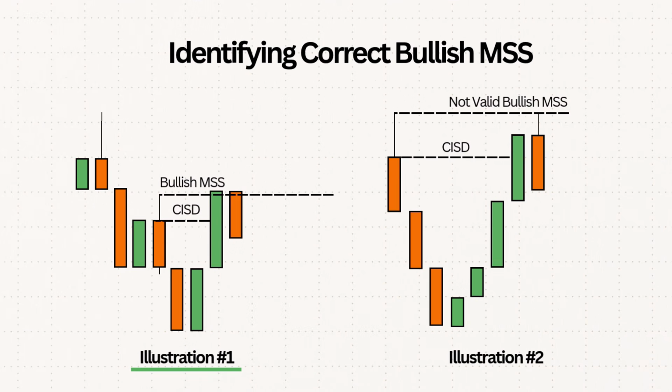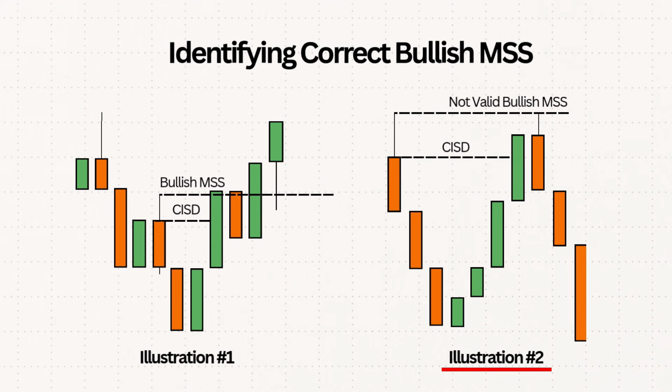And because of that, continuation to the upside becomes much more likely, making this a stronger environment for potential long setups. Whereas in illustration number 2, the state of delivery may have shifted bullish temporarily, but price failed to close above the previous swing high. So there's still a possibility that this move is simply a liquidity sweep or short-term reaction before price continues moving lower afterward. And that's very important, because unlike CISD, MSS requires a confirmed candle body close beyond the swing level. This tells us that the market may no longer be respecting the previous structure, and buyers could now be starting to take control of the market.